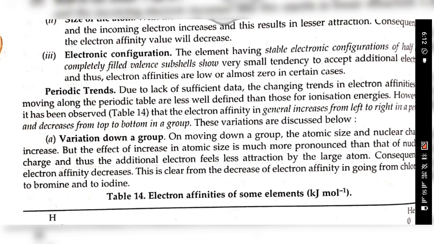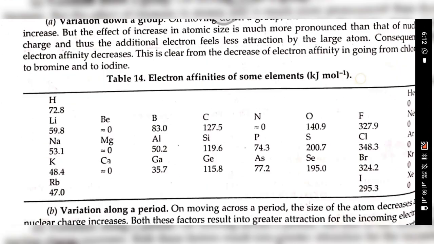On moving down a group, the atomic size and the nuclear charge increase. But the effect of the increase in atomic size is more pronounced than that of the nuclear charge, and thus the additional electron feels less attraction by the large atom. Consequently, electron affinity will decrease. This is clear from the decrease of electron affinity in going from chlorine to bromine and to iodine.